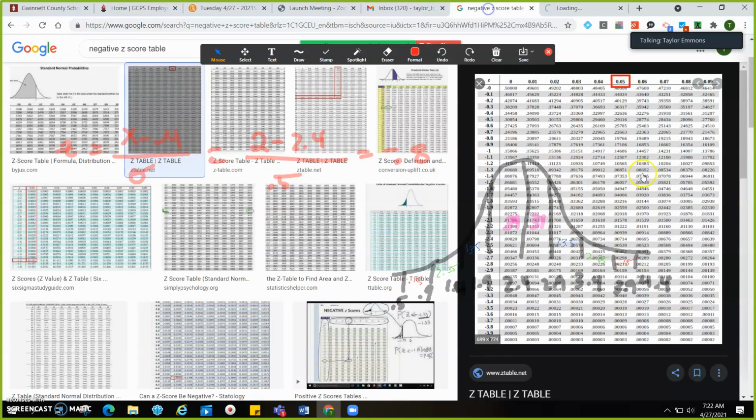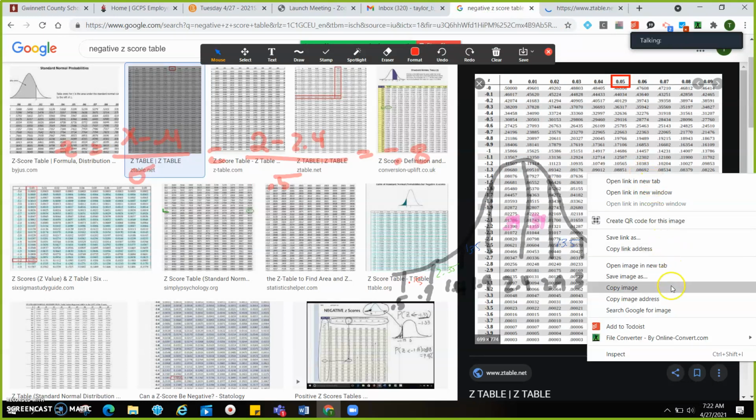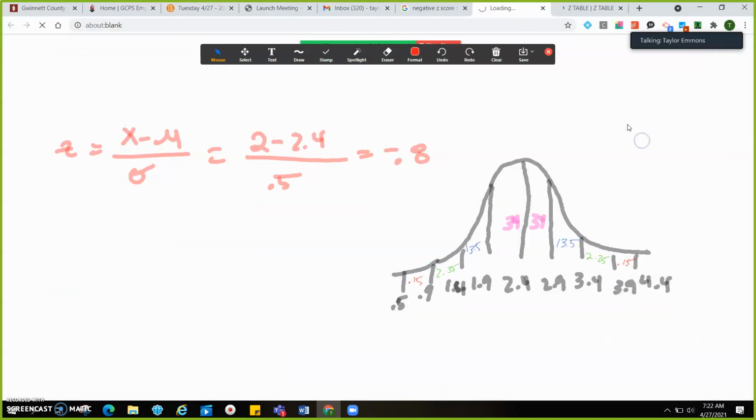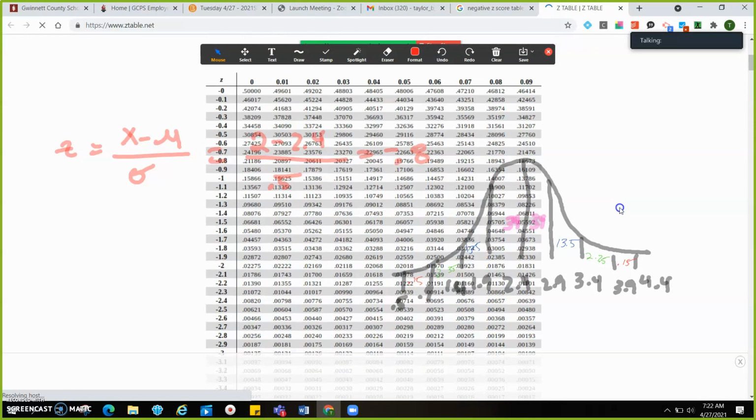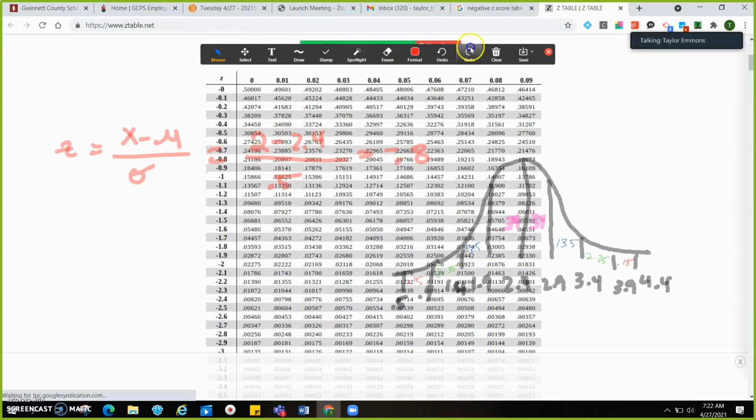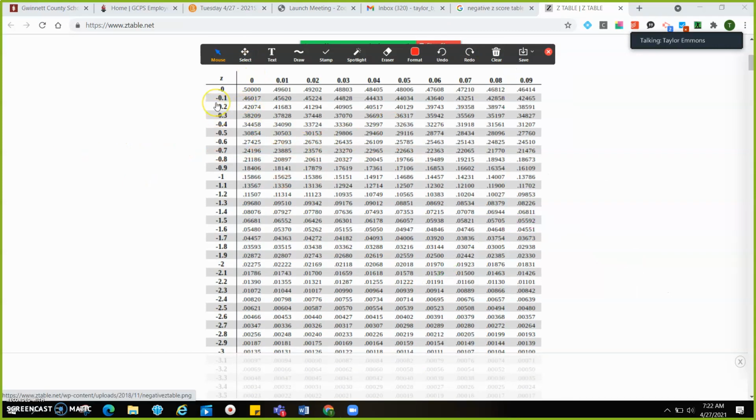Okay, so I'm just going to use this. Okay, so looking at this, I'm going to clear this really quick and then I'll put the numbers back. Okay, so we want negative 0.8.